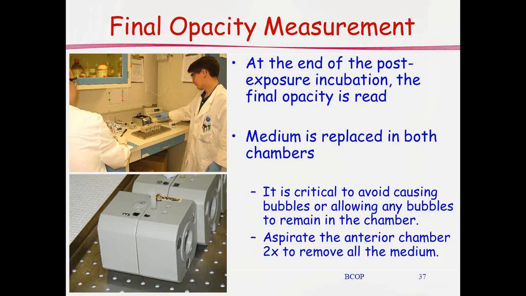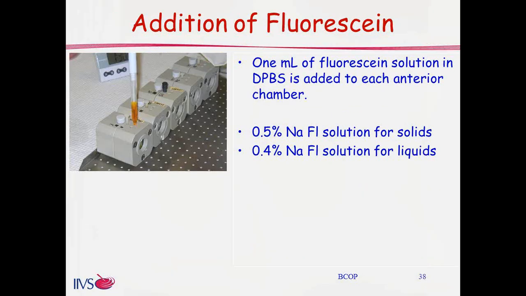Now, the final opacity measurement is taken after the post-treatment incubation period, and this is the value that we utilize for measuring the net change or increase in opacity due to the chemicals in the calculation of the in vitro score. Again, it's very critical to avoid having bubbles in the chamber as they can affect the opacity measurement.